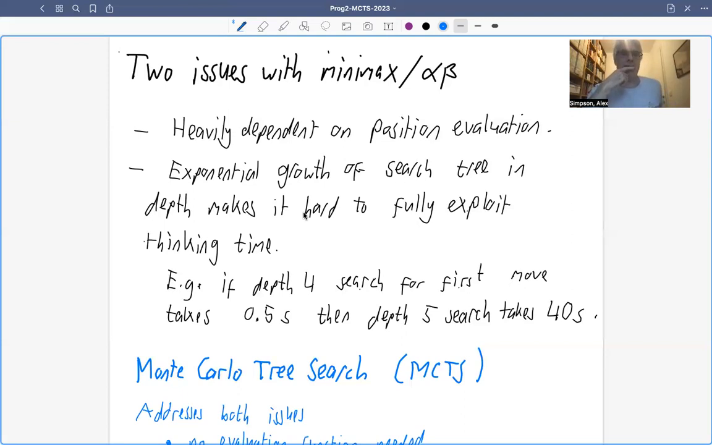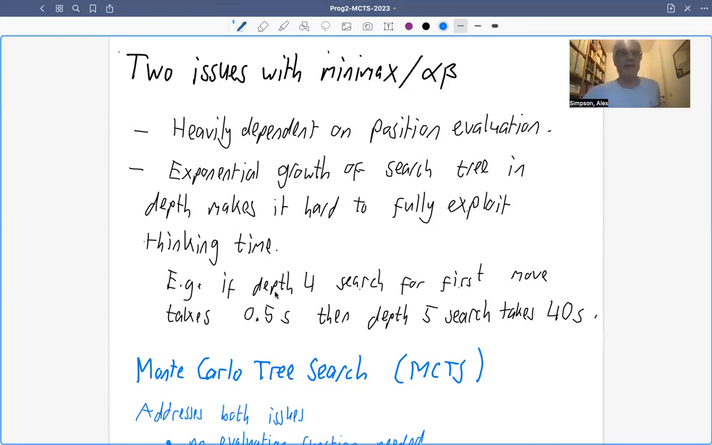So one's got 5 seconds per move, but the exponential growth of a search tree actually makes it hard to fully exploit the thinking time, because the difference in time between a depth of n and a depth of n+1 search is enormous. So at the start of the game, it's a factor of 80.